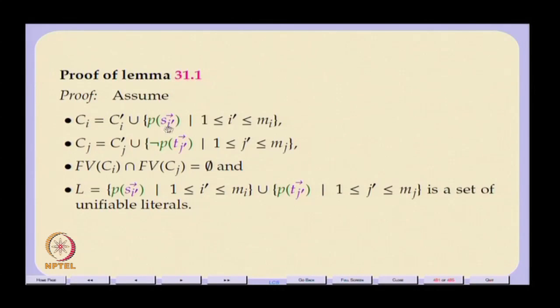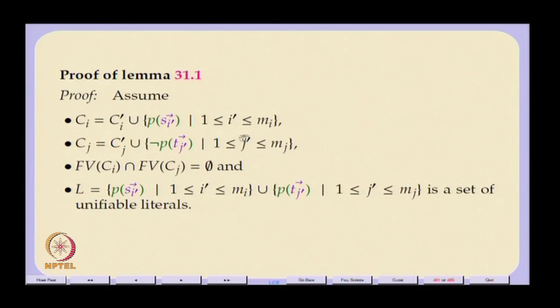where there are various different vectors of terms Si prime, and then Cj contains Cj prime union not P of Tj prime, where there are various kinds of Tj primes, vectors of terms, all depending on the arity of P. Okay. From the examples, it is clear that Ci prime could have other occurrences of P. It could also have occurrences of not P with other terms. Similarly, Cj prime could have occurrences of P and could have occurrences of not P with other terms.